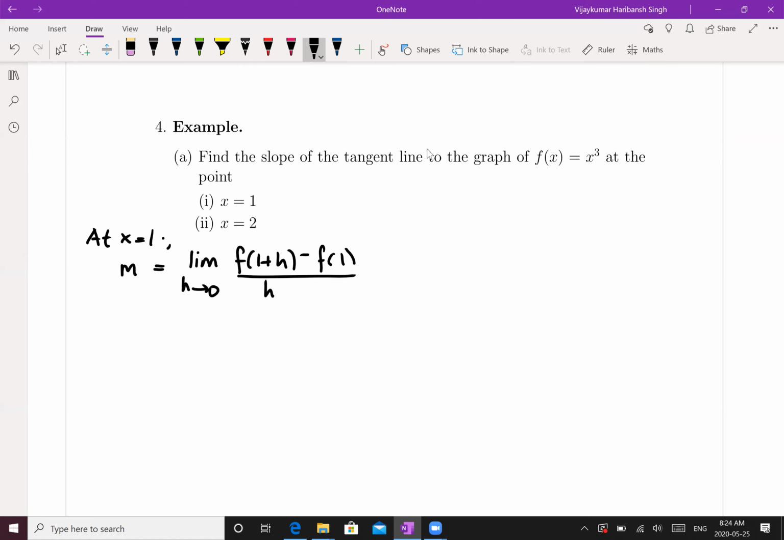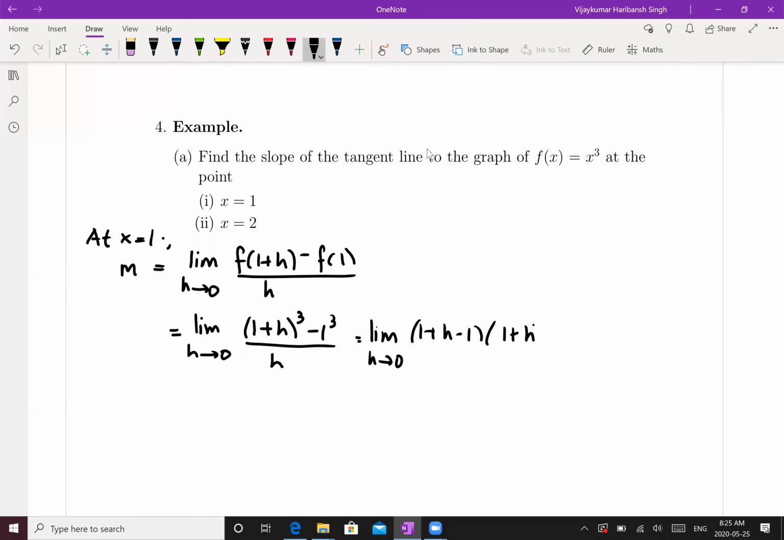That is going to be limit as h goes to 0, f of 1 plus h is going to be 1 plus h the whole cube, minus 1 cube, over h. Now you need to simplify it. So we can use the a cube minus b cube formula. What is a cube minus b cube? It's a minus b times a square plus a b plus b square, divided by h.